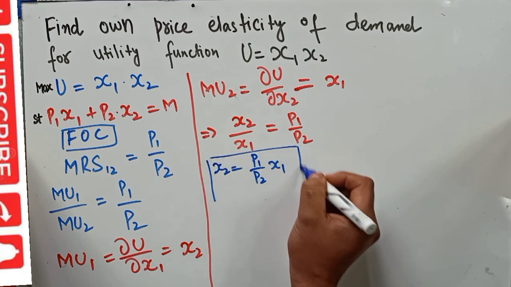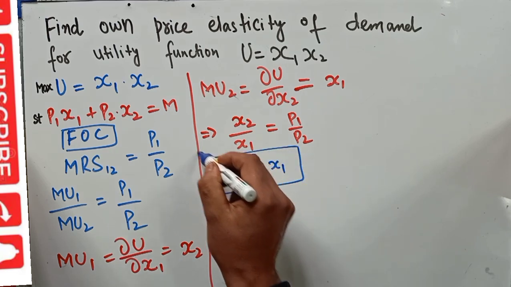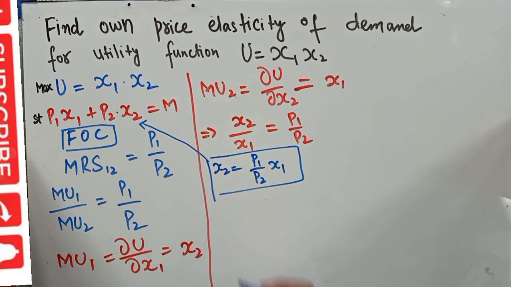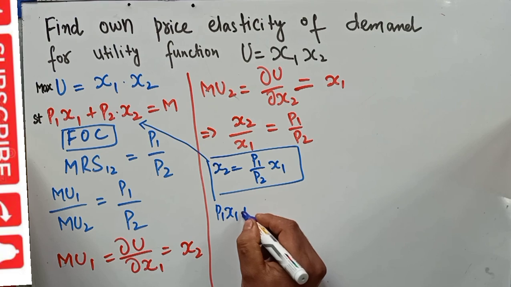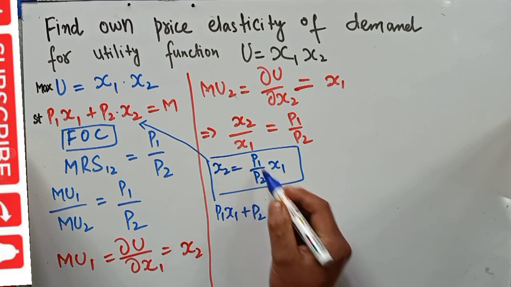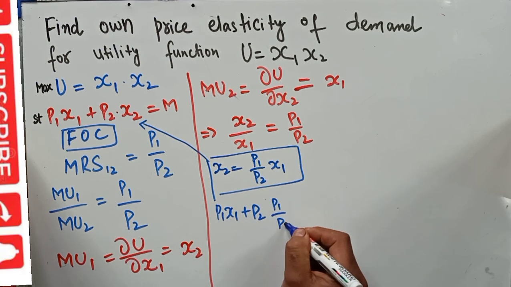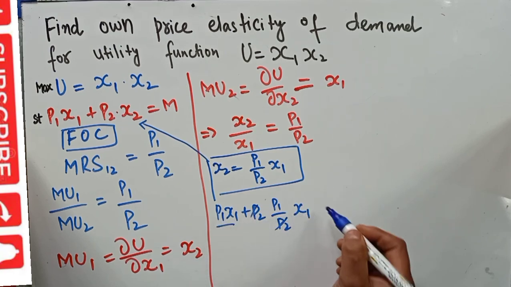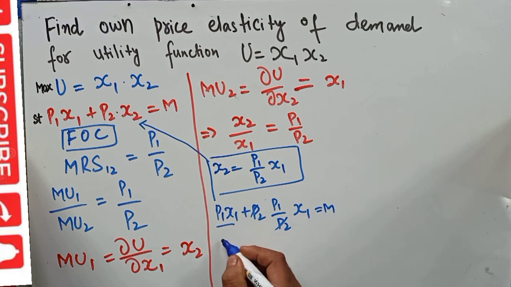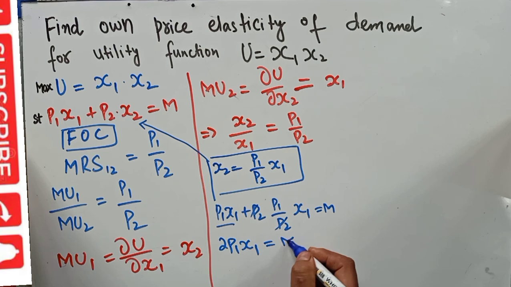After that we plug the value of x2 into the budget constraint to find the demand function. So we have p1 x1 plus p2 times, in place of x2, p1 upon p2 x1. The p2 gets cancelled, so we have p1 x1 plus p1 x1, which sums up to twice p1 x1 because these are like terms, and it should be equal to m. That gives us the demand function for good x1 equal to m upon twice p1.